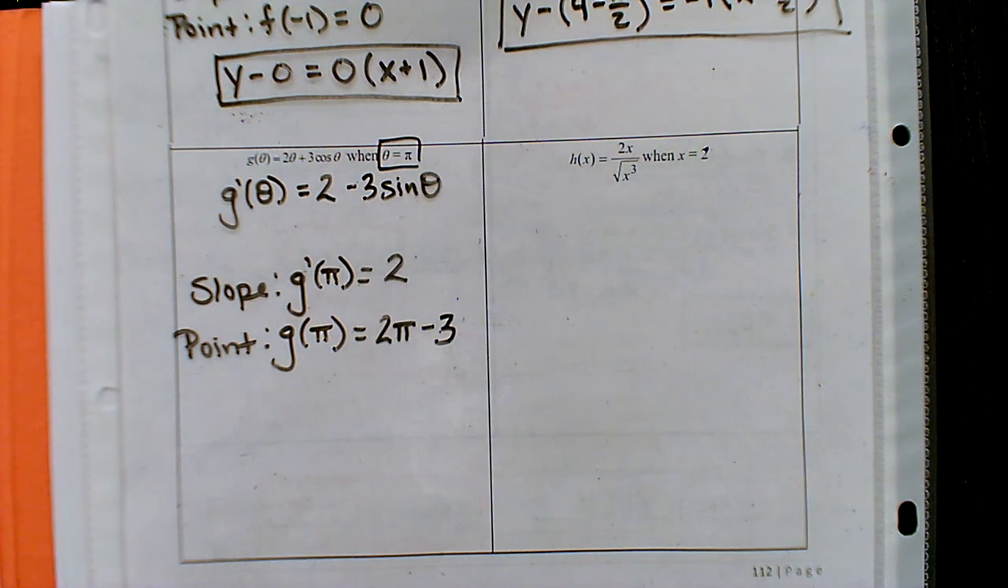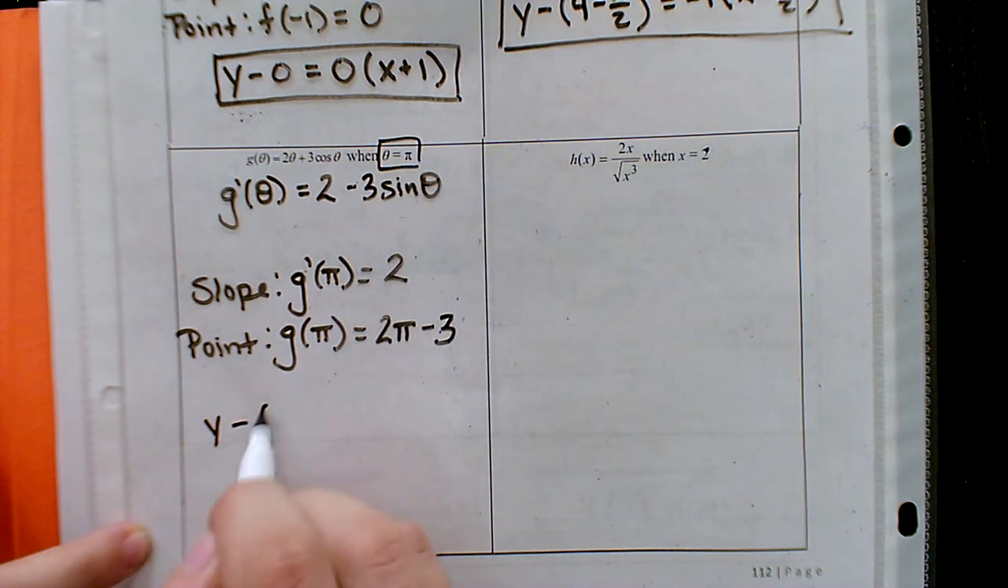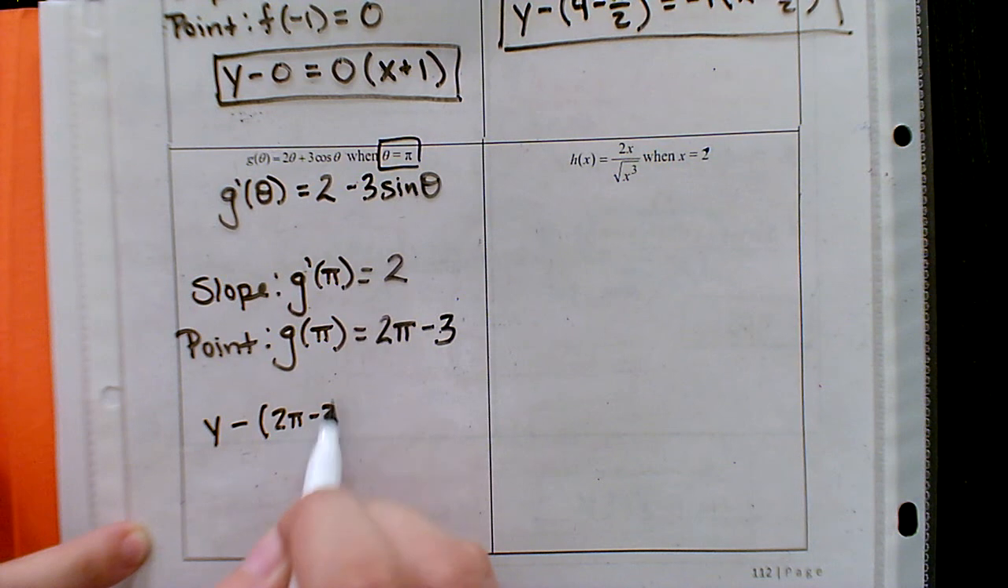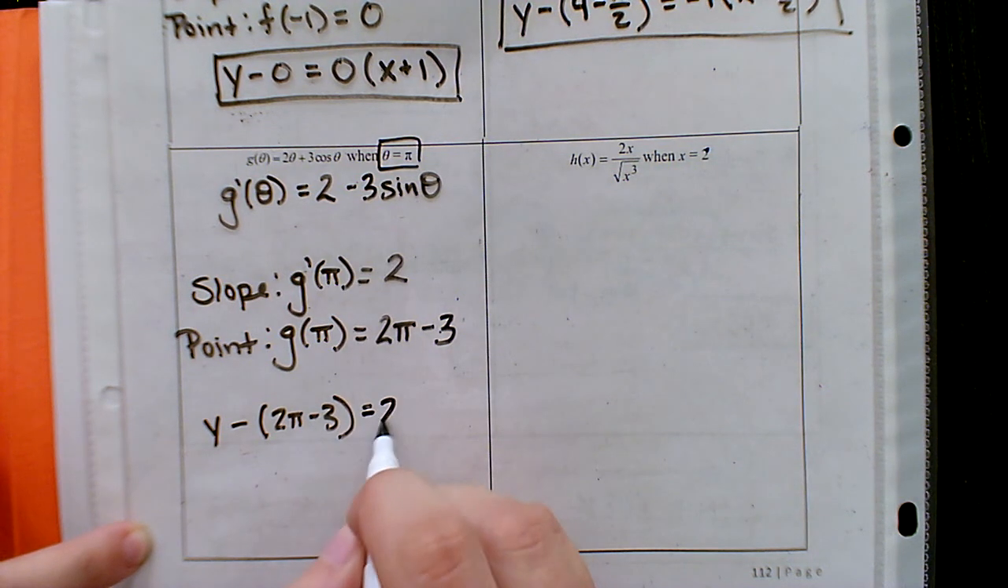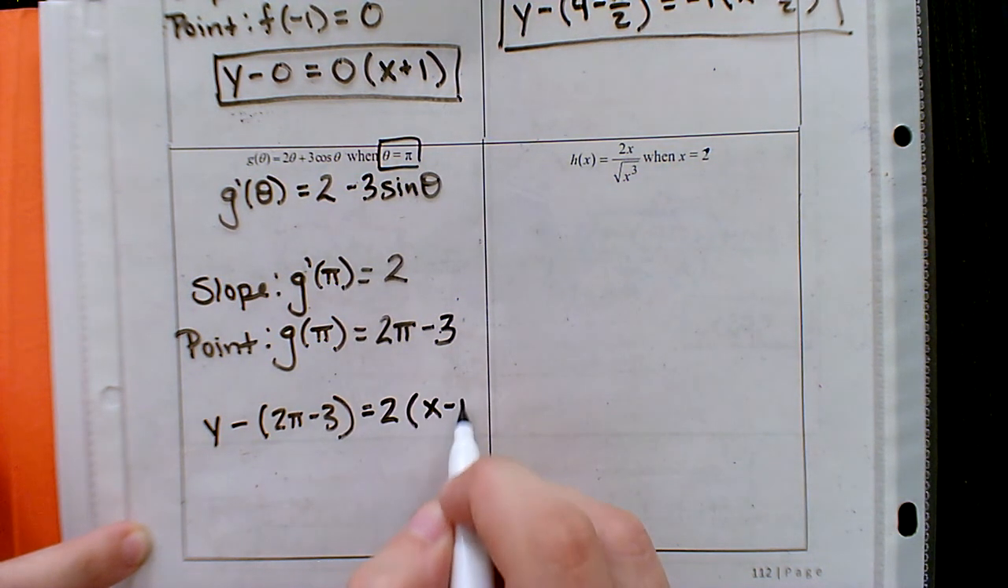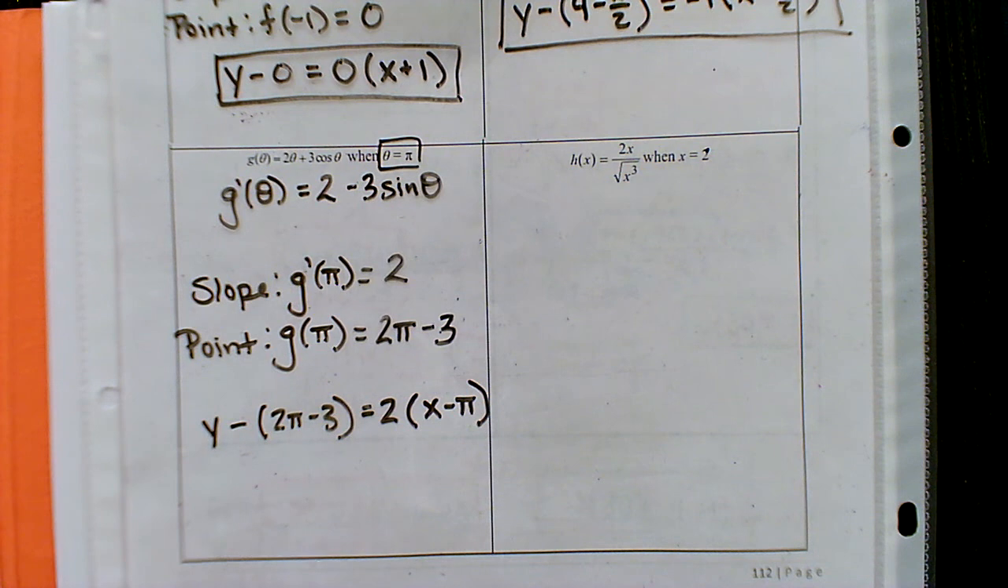So we have to put those two values together to write our equation. y minus the y point equals our slope times x minus our tangent location.